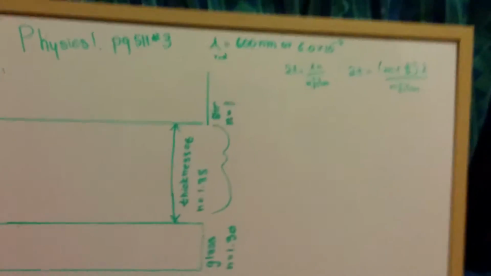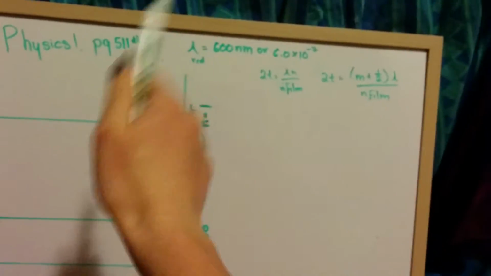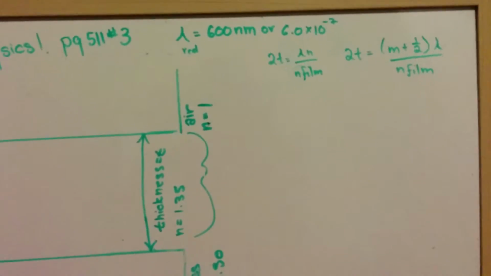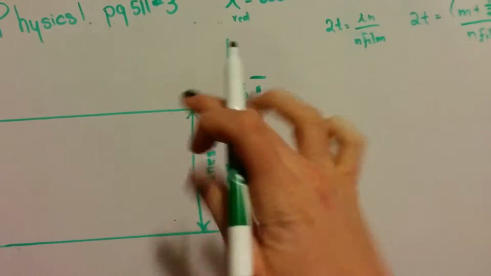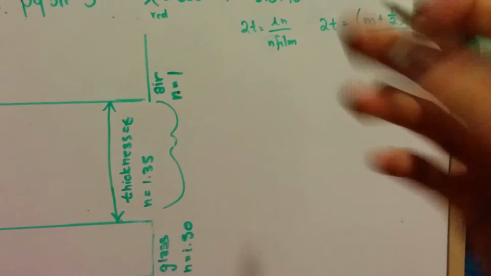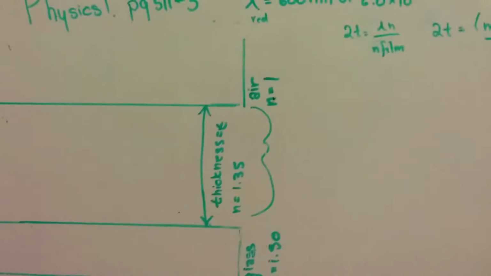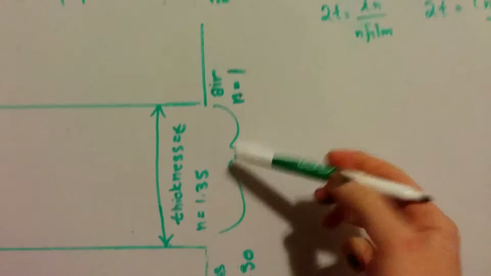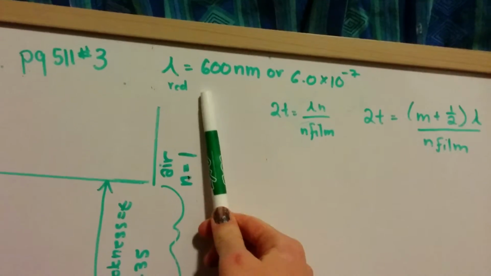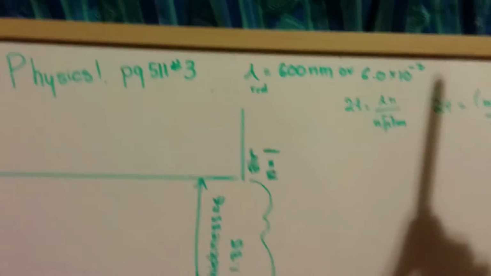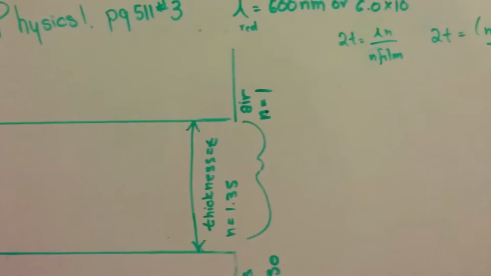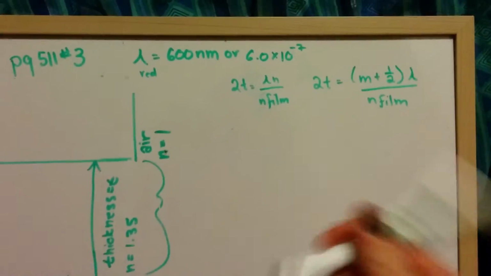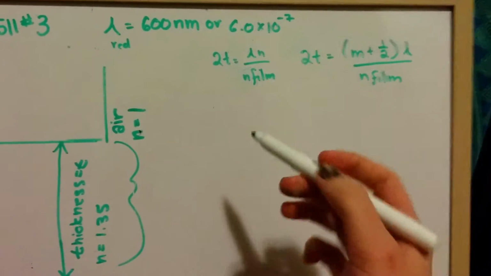Hi everybody. I'm doing question 3 on page 511, and what the question is asking us to find is the thickness of our soapy film. Now what they do is they give us the index of refraction of this film, and they also give us the wavelength of the light that reflects off of it. Now because we know we can see the light, we know it's constructive interference.